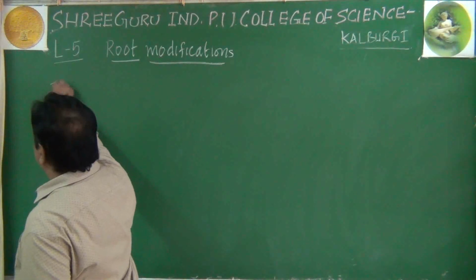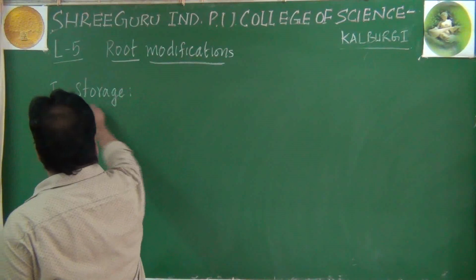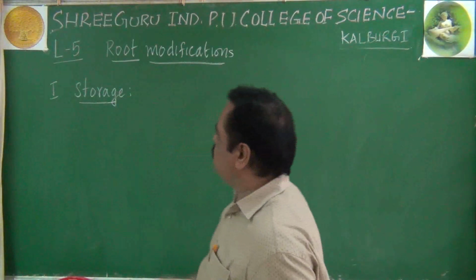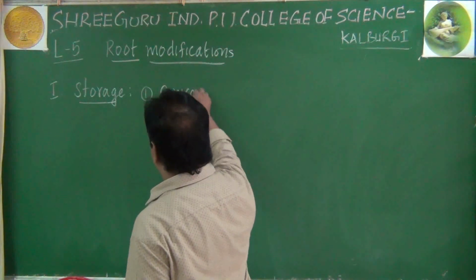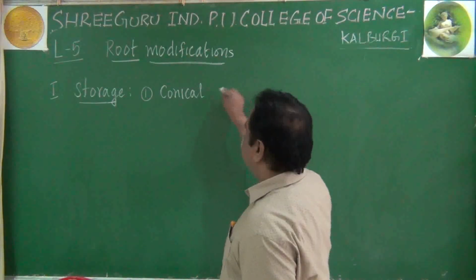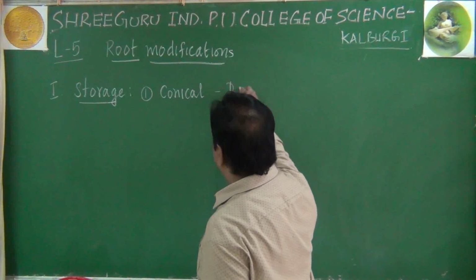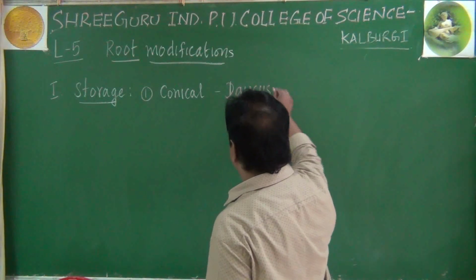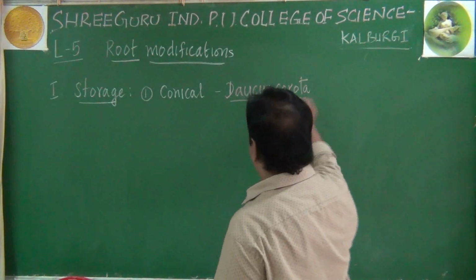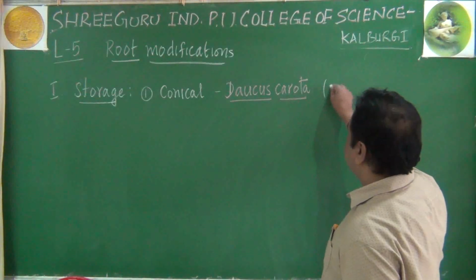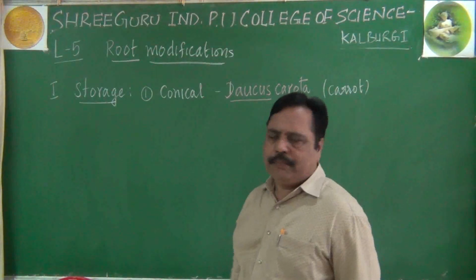First point was for the purpose of storage. As far as storage, we have come across conical type of root system which is exhibited by Daucus carota. Biological name for this carrot is called Daucus carota. So it is commonly called carrot. Remember, this is one point we have to remember.